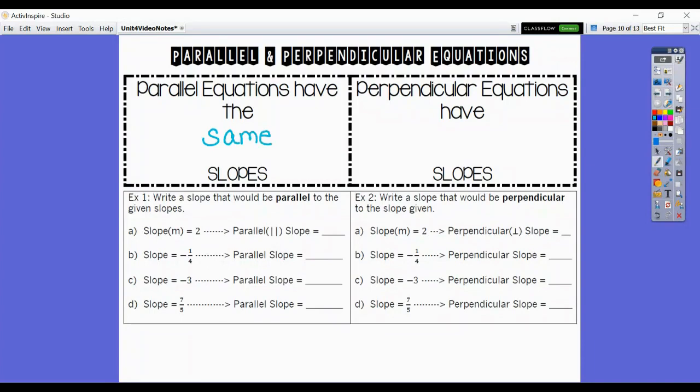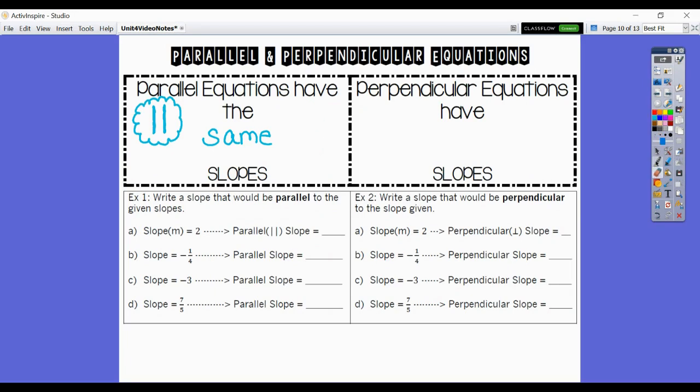What they look like for parallel lines is going to be two lines that are perfectly next to each other that are never ever going to meet. So that's what our symbol looks like for parallel, two lines next to each other that would never meet.